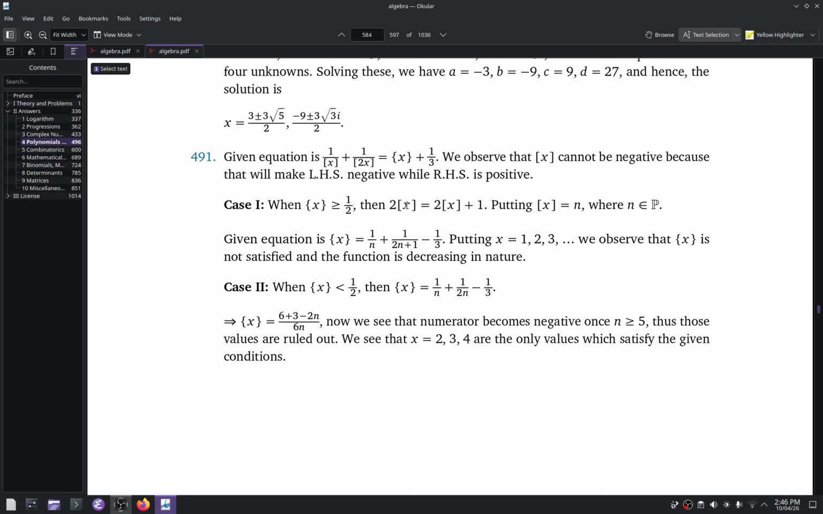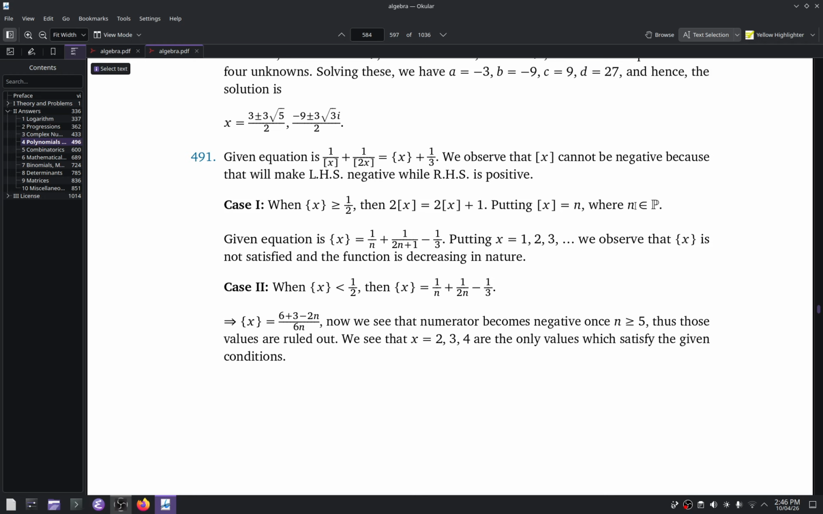So in this case, the integral part of twice x is equal to 2 into the integral part of x plus 1. So I'll give you an example. If the number is 1.6, then twice of that is 3.2. So the integral part of 2x would be 3, but the integral part of x is 1. So 3 is equal to 2 into 1 plus 1. So that's how we arrive at this.